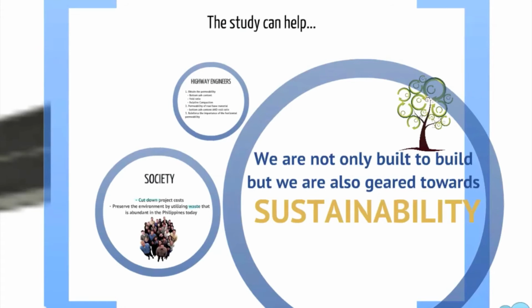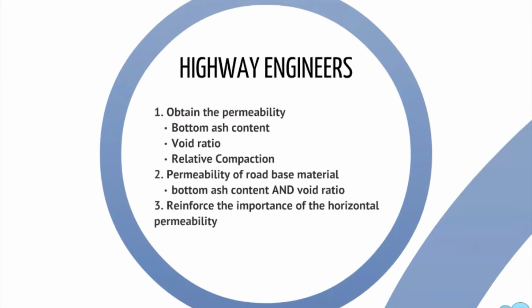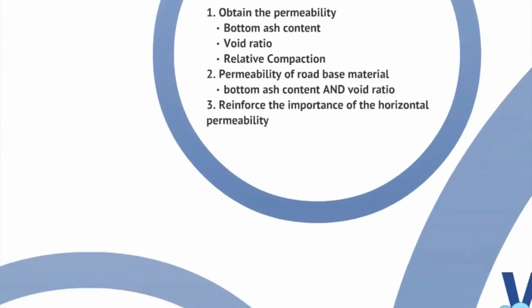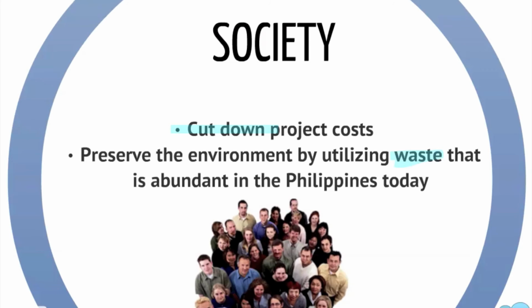contribute. For engineers, they could easily obtain permeability by just substituting the actual bottom ash content, void ratio, and relative compaction to the derived empirical formulas. In addition, to incorporate the horizontal permeability for future road-based constructions. For the society, utilizing the vast amounts of coal-combusted materials will reduce waste and save Mother Nature.